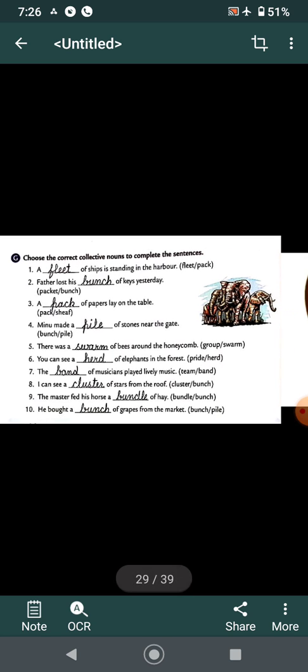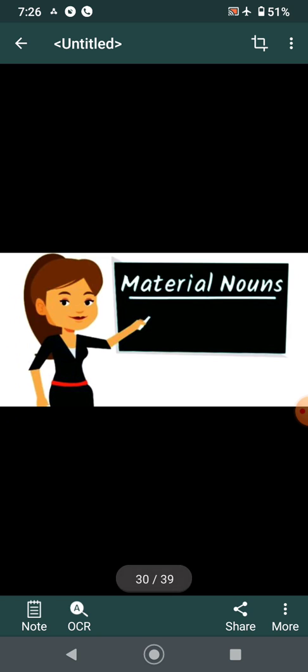I hope, children, you have done these exercises. Now let's move on to the fourth kind of noun, that is your material noun. Now what is a material? Material here means that with which one thing is made, and that is your raw material. For example, if I say this table is made up of wood, so wood here is your material noun. My earrings are made up of gold. So here gold is a material noun, meaning raw material with which one thing or many things are made.